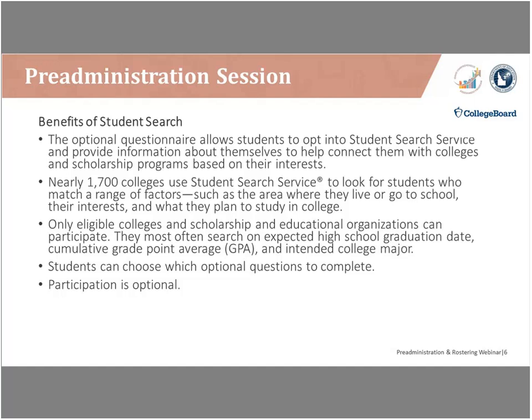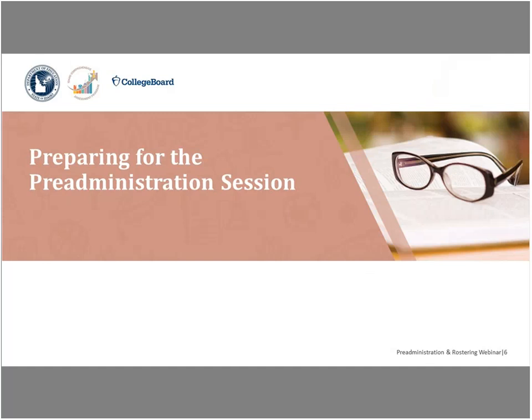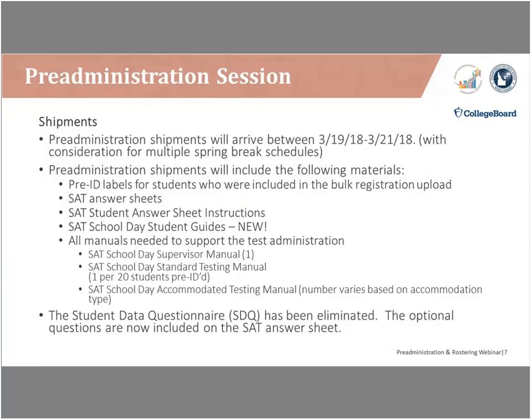Then eligible students for colleges and scholarships and educational organizations will look at this information to find such things as expected high school graduation date, cumulative GPAs, intended college majors, and that allows them to search for students and to begin actually communicating with those students about the potential of attending their institution or applying for scholarships. Students can choose which of the optional questions they complete, and participation in student search is an option for all students.